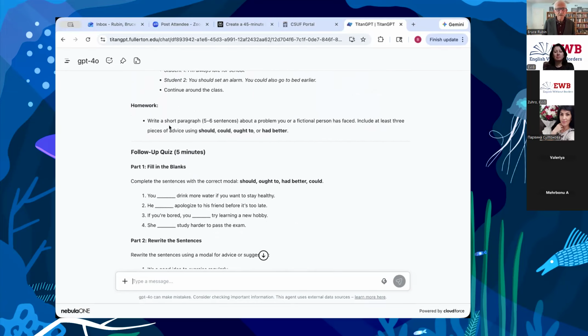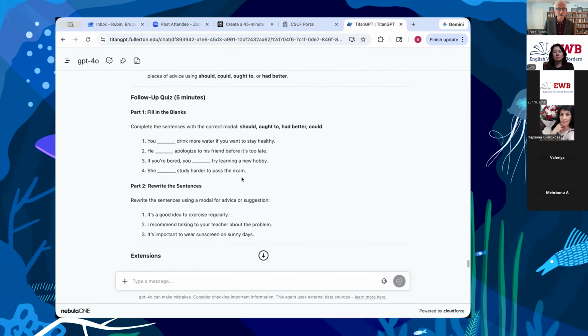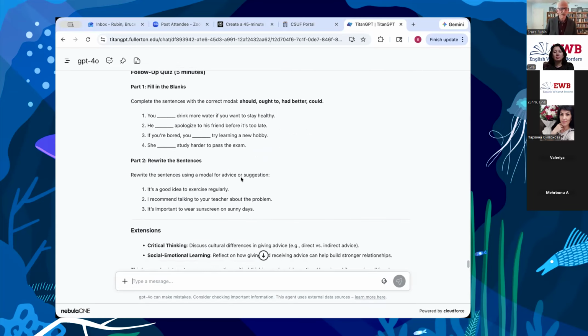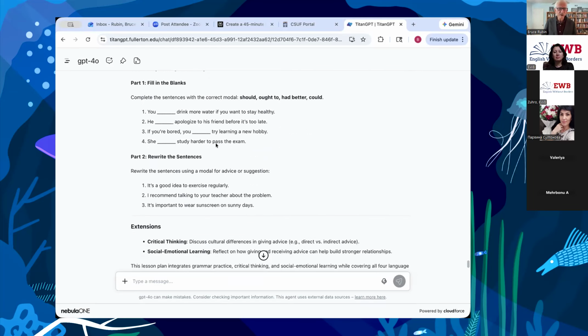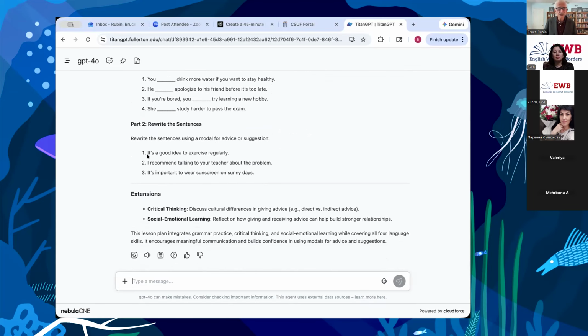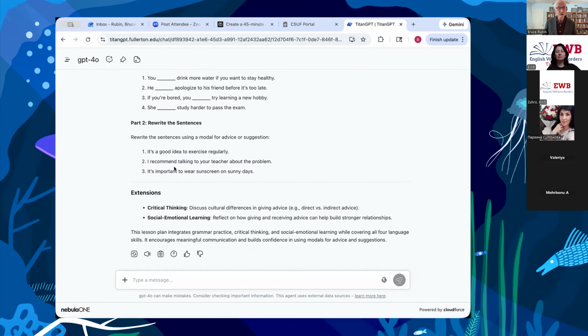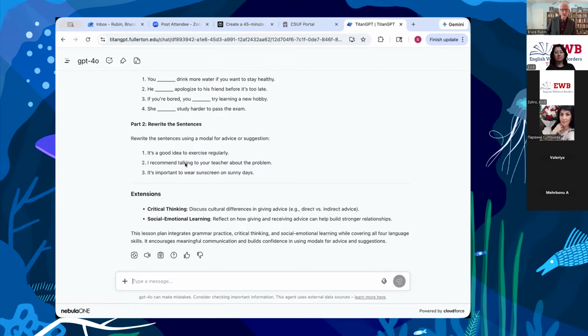AI did provide a little homework: write a short paragraph, use these modals. Important to include that they have to use at least 3 pieces of advice using modals, and then a follow-up quiz, which is pretty standard, fill in the blank or rewrite the sentences. It's a good idea to exercise regularly. You should exercise regularly, or everyone should exercise regularly. You should talk to your teacher about the problem. You should wear sunscreen on sunny days. So you get the idea there.